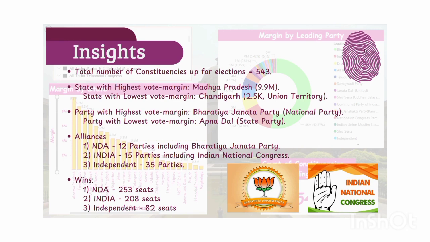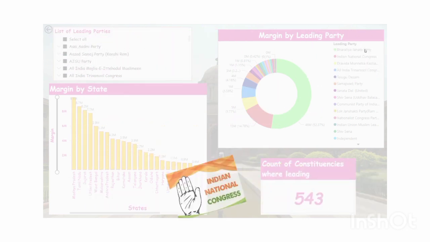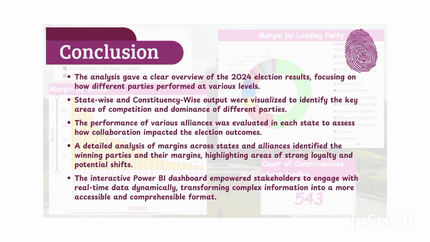Conclusion. The analysis gave a clear overview of the 2024 election results, focusing on how different parties performed at various levels. State-wise and constituency-wise output were visualized to identify key areas of competition and dominance of different parties. The performance of various alliances was evaluated in each state to assess how collaboration impacted the election outcomes. A detailed analysis of margins across the states and alliances identified the winning parties and their margins, highlighting the areas of strong loyalty and potential shifts.